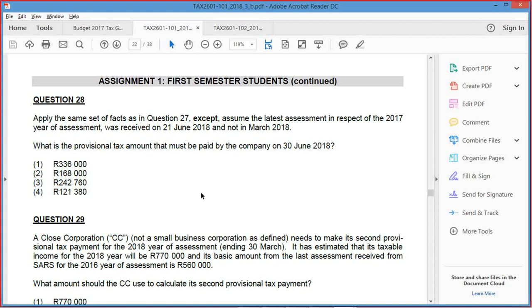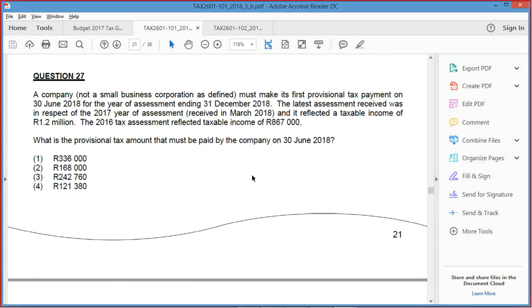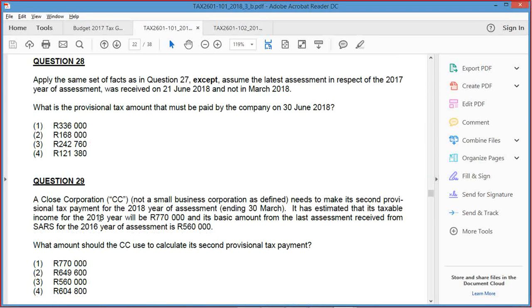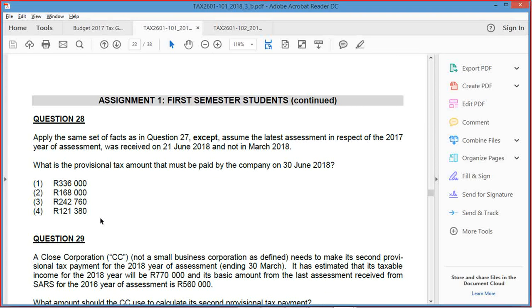Right, here you have to look at the amount. So what is the provisional tax amount that must be paid by the company on 31st of June? When do you pay? 31st of June. Yes, sir. In the previous example, when did we pay? 31st of June. Do you see that? Yes, sir. Here they said, what is the provisional tax? Sorry, wrong one. Was that the right one? Yeah, it was the right one.